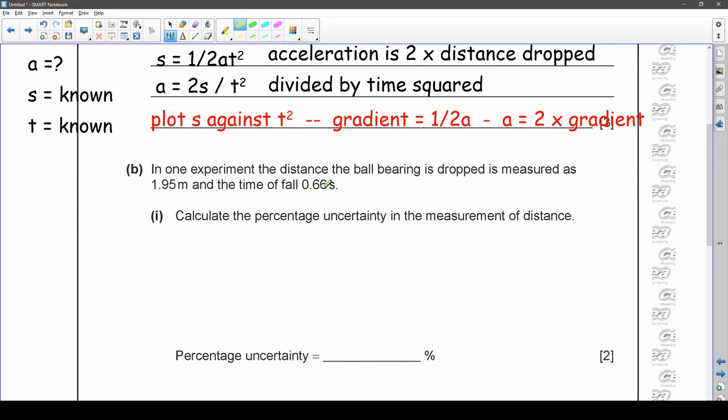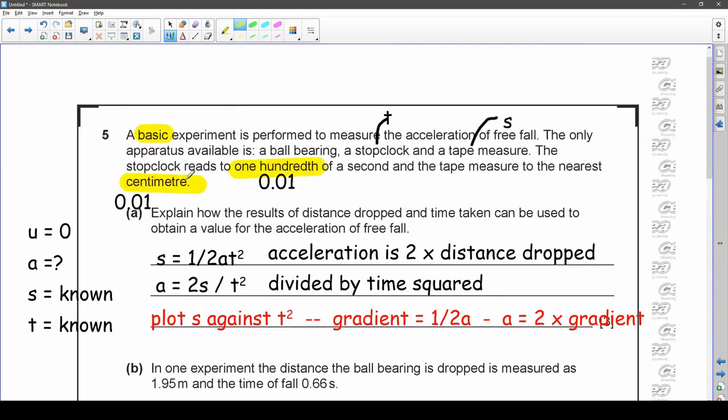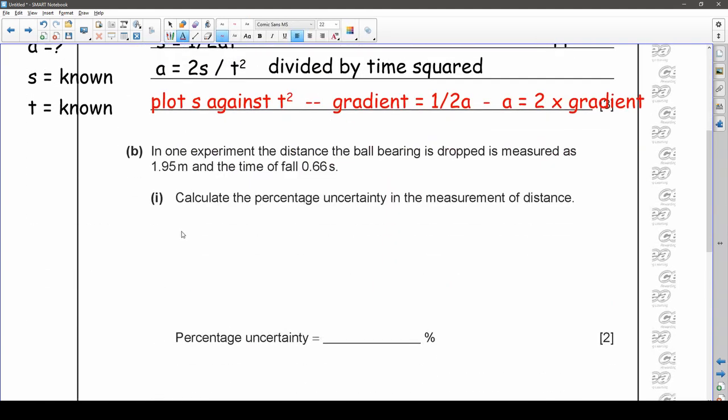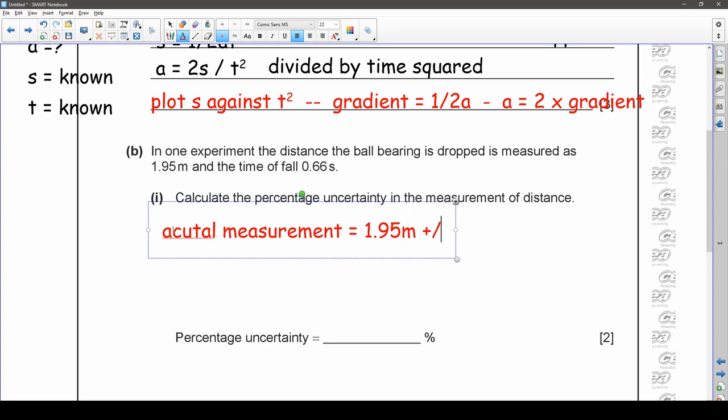In one experiment, the distance the ball bearing is dropped is measured at 1.95 meters, and the time of fall is 0.66 seconds. Calculate the percentage uncertainty in the measurement of the distance. Now, remember, we need to measure to the nearest centimeter, so we want a percentage uncertainty. The actual measurement is 1.95 meters, but it's plus or minus 0.01 because we're to the nearest centimeter.